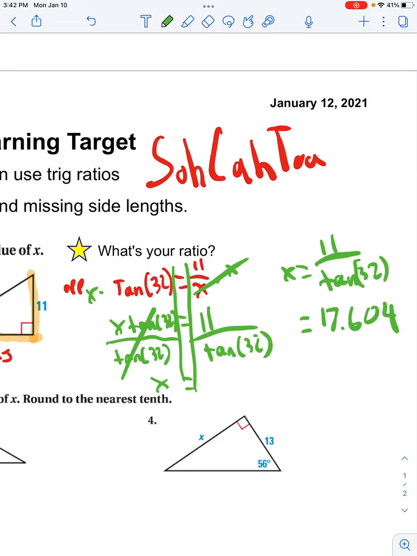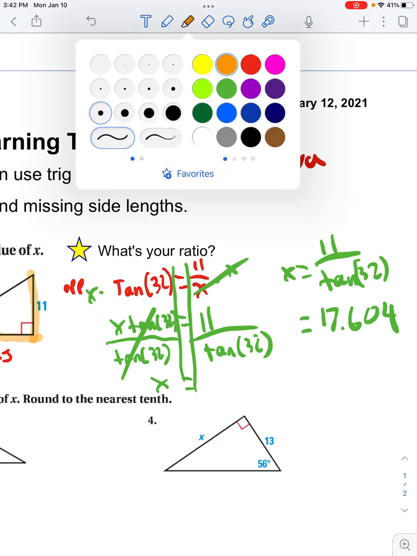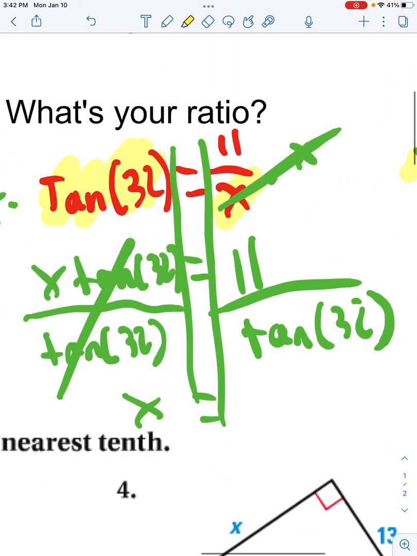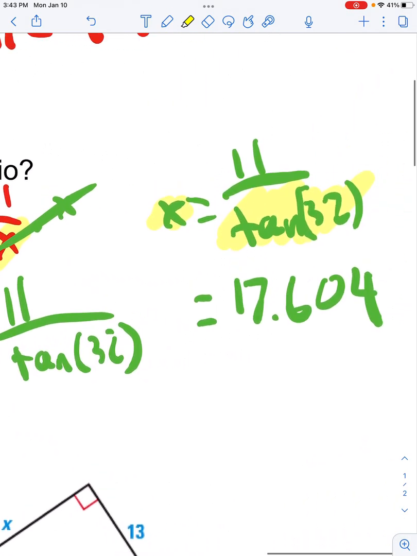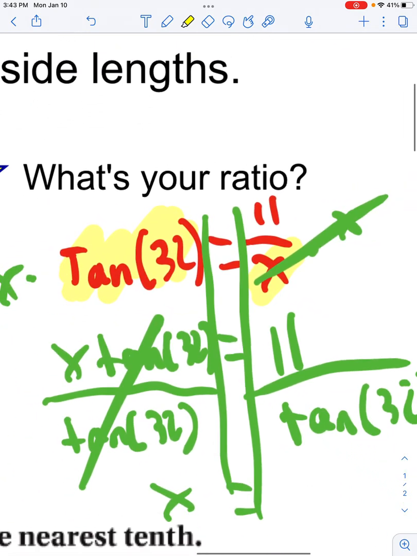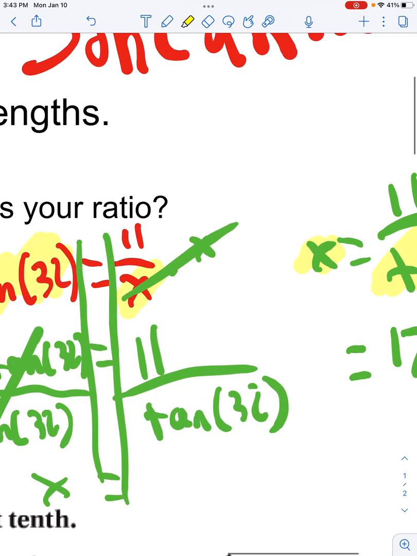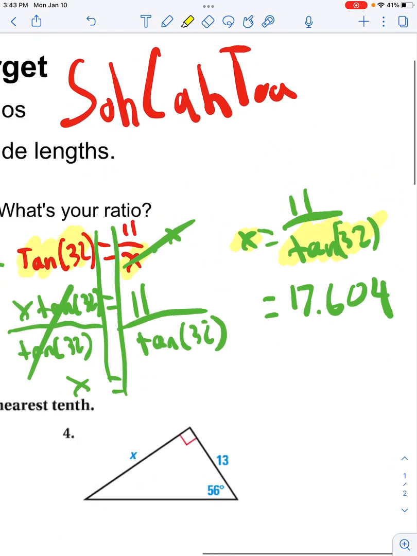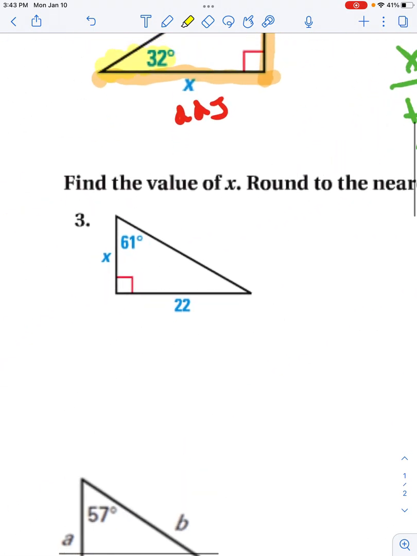What you'll notice is that when you have tangent and your variable on the bottom, from what we started with to what we ended up with, we flipped them. The long way is to multiply by x, divide by tangent. But in a sense, when you get tangent 32 equals something with your variable on the bottom, after multiplying and dividing, you end up flipping them. I'm sure we'll see another example of that.